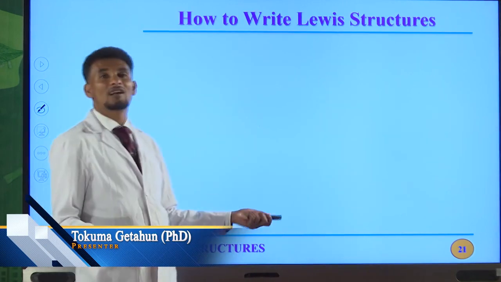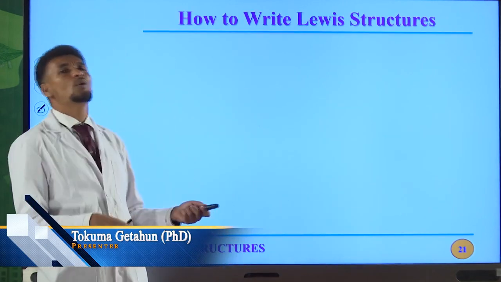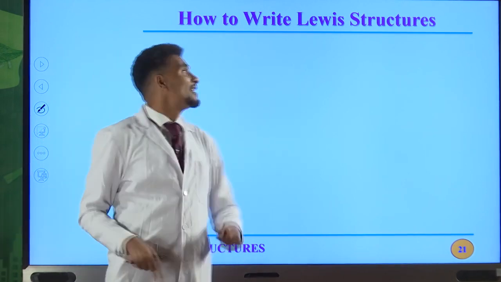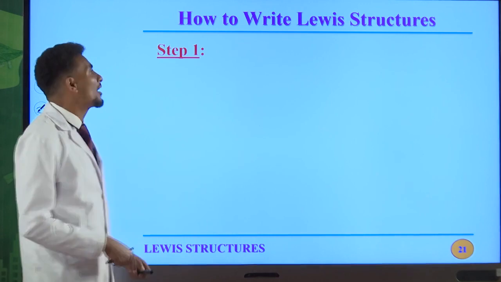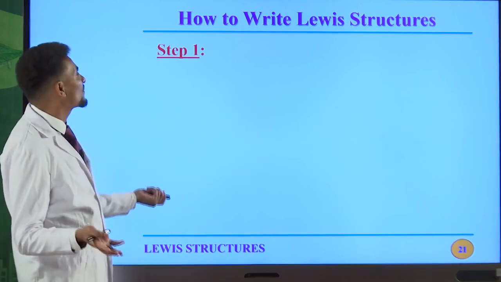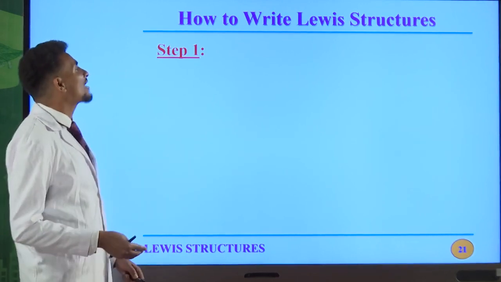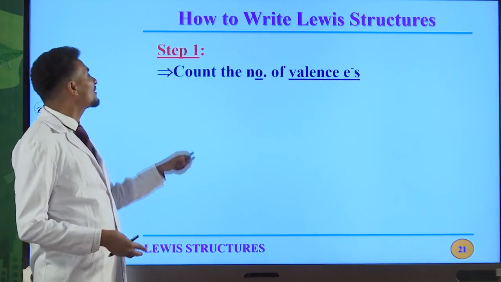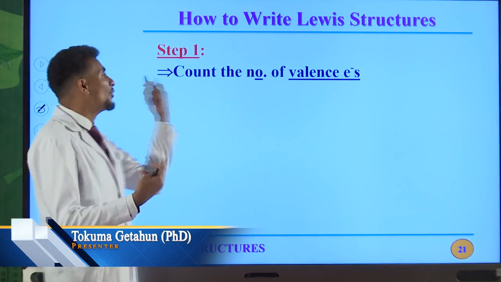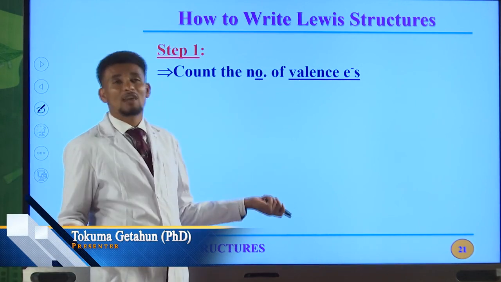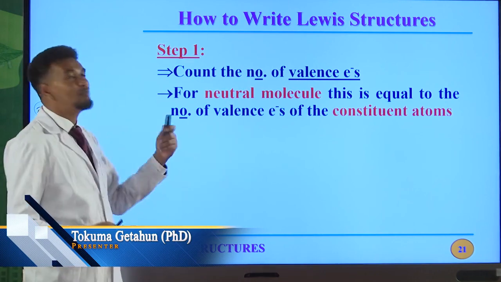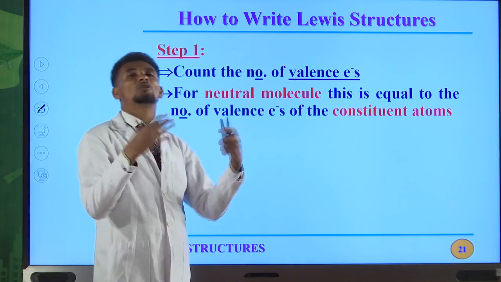How can we write a Lewis structure? I want to tell you some important main pointers in drawing the Lewis structures of molecules. There are steps to write the Lewis structures of any molecule. The first one is to tally up or count the number of valence electrons. For a neutral molecule, this is equal to the number of valence electrons of the constituent atoms.